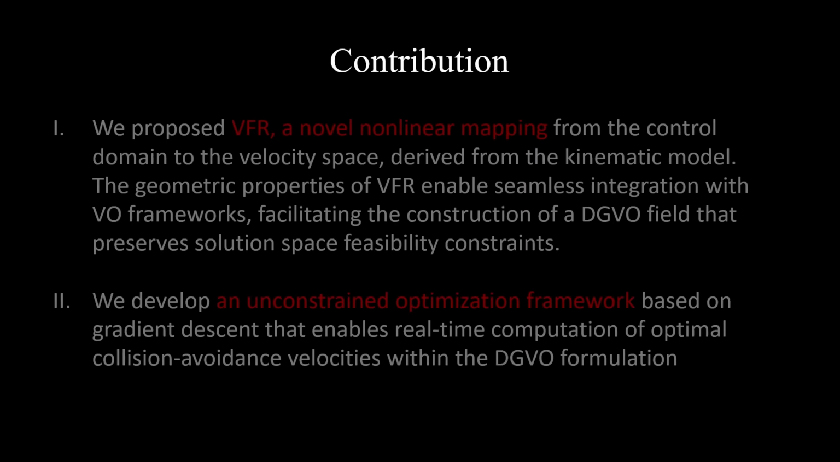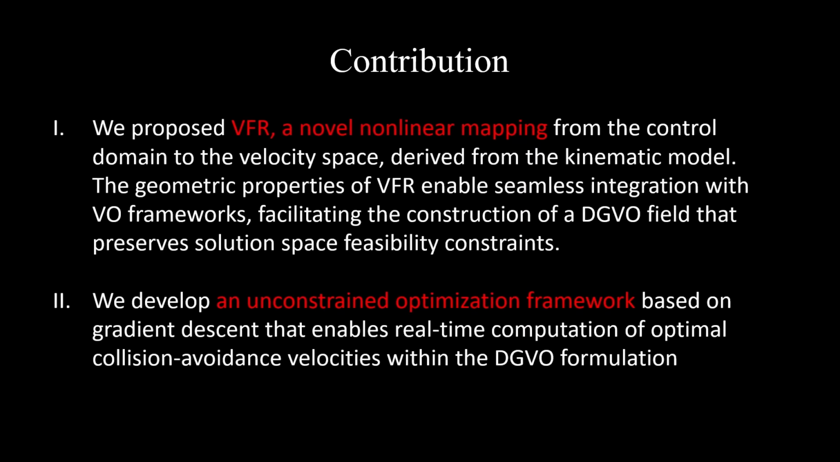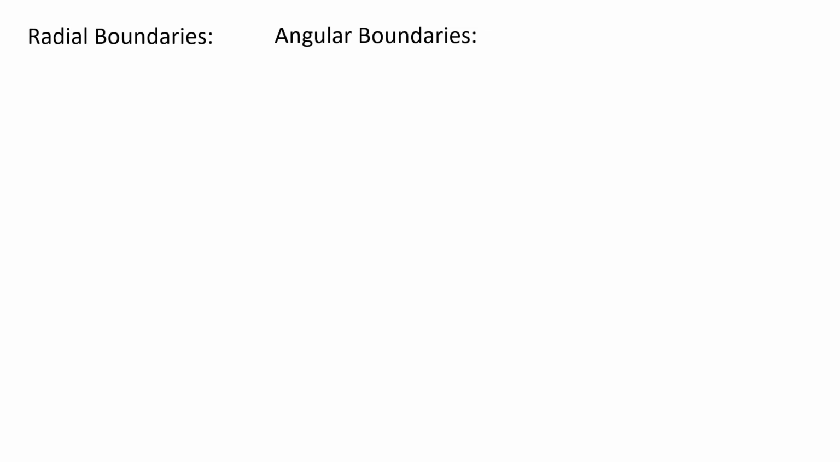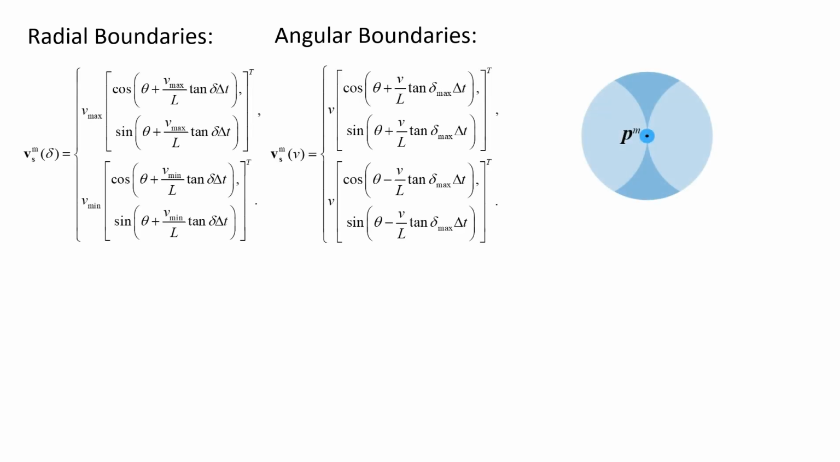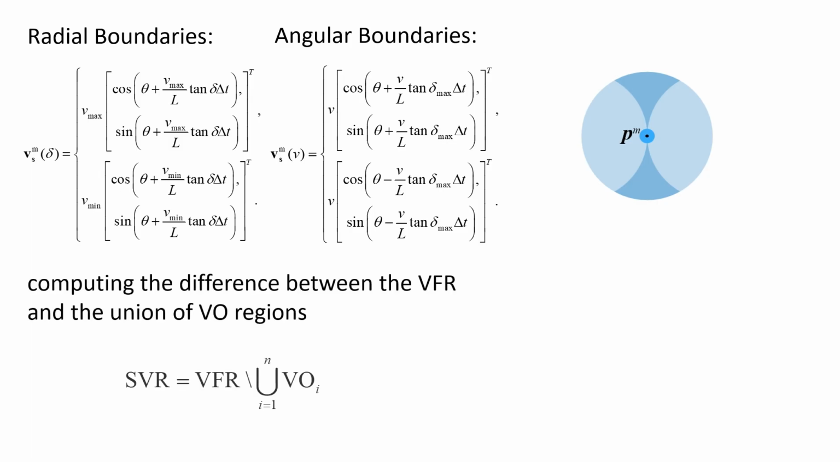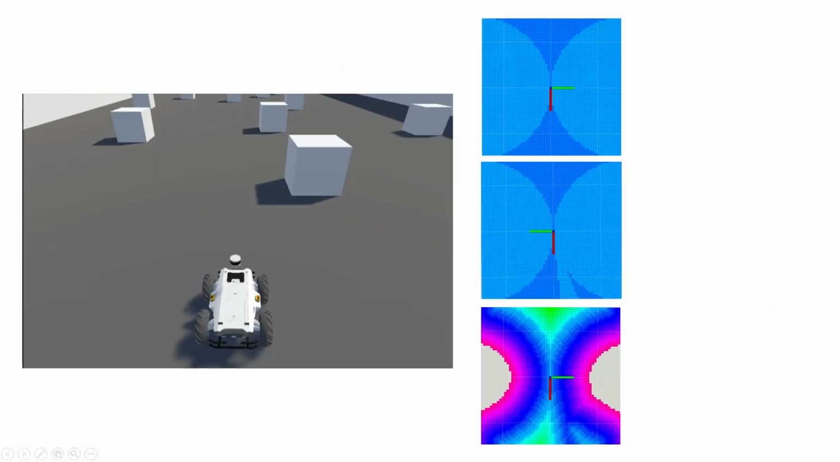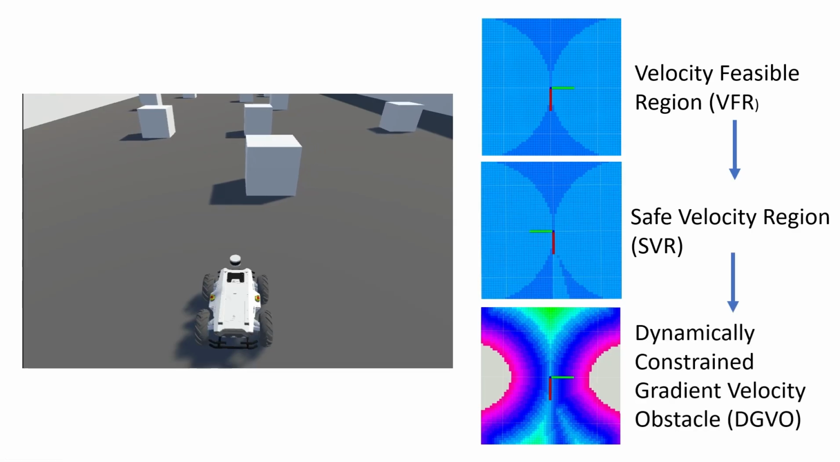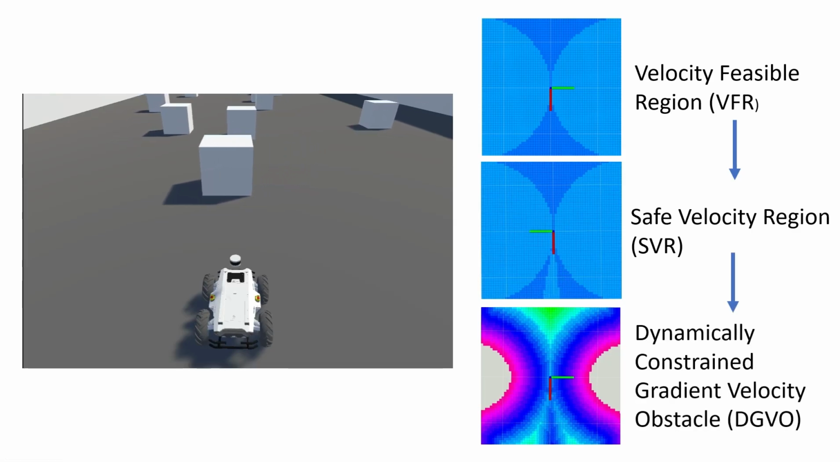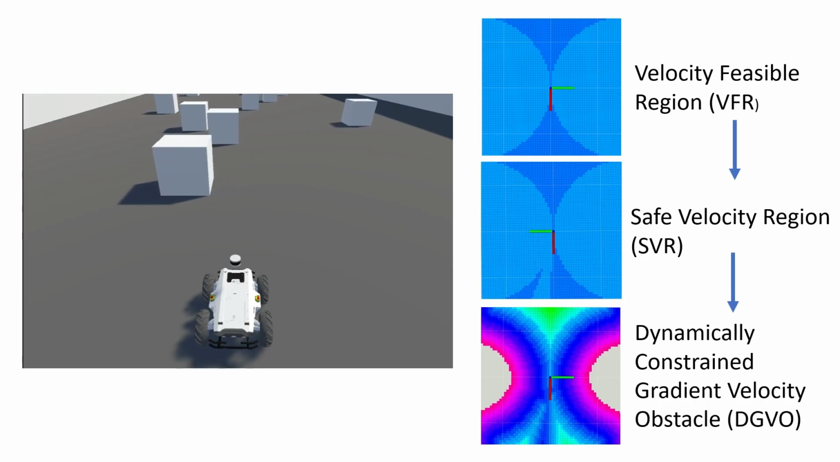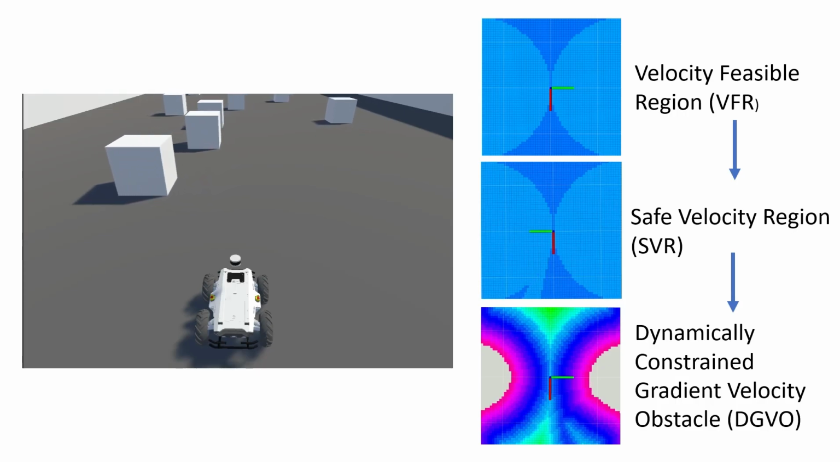To address this, we proposed the velocity feasible region and integrated it with the VO framework, establishing an unconstrained optimization framework called Dynamically Constrained Gradient Velocity Obstacle, DGVO. Through nonlinear mapping based on the robot's kinematic model and input constraints, we obtain the velocity feasible domain of the non-holonomic constrained robot, combine it with the VO region to get the safe velocity region, SVR, grid the SVR, and transform it using SDF to obtain DGVO. With DGVO, the robot's optimal obstacle avoidance speed in complex dynamic environments can be calculated in real time and efficiently.